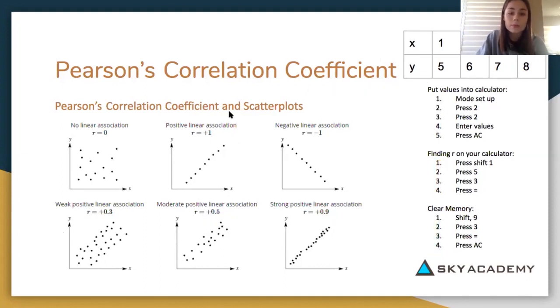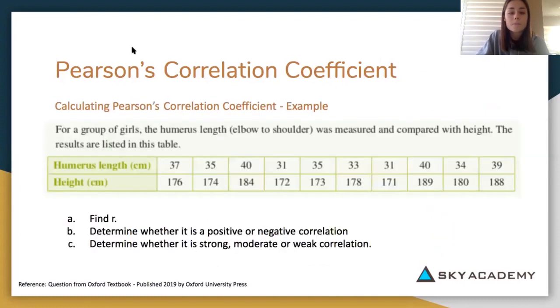It will be another example of the correlation coefficient. So for a group of girls, the humerus length, which is your elbow to your shoulder, that's the humerus bone, was measured and compared with your height. The results are listed in this table. Find R for A. Determine whether it is positive or negative correlation for B, and C, determine whether it's strong, moderate, or weak.